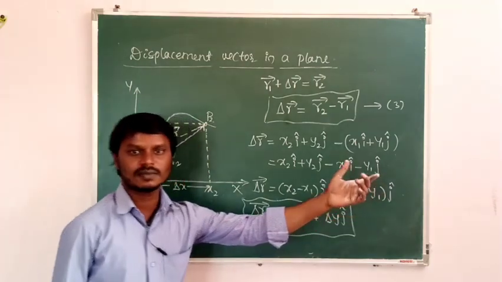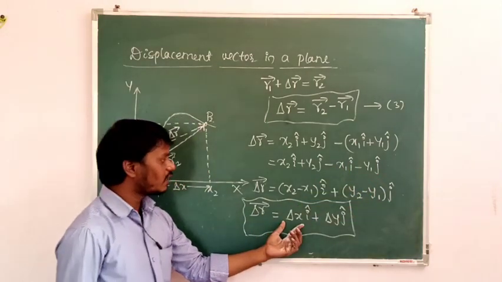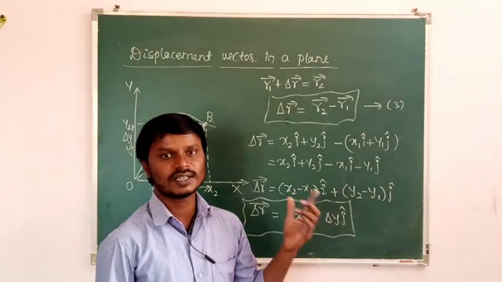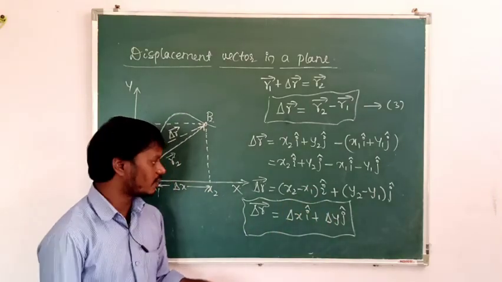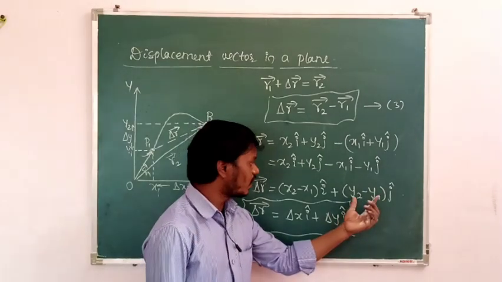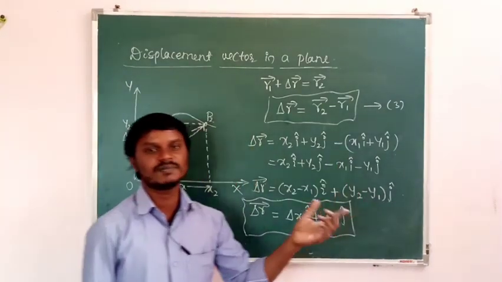So it is the formula used to find the displacement vector in terms of x2 minus x1 and y2 minus y1. So what is the delta x here? x2 minus x1. It is the displacement of the particle along the x-axis. What is the delta y here? It is y2 minus y1. It is the displacement along the y-axis.